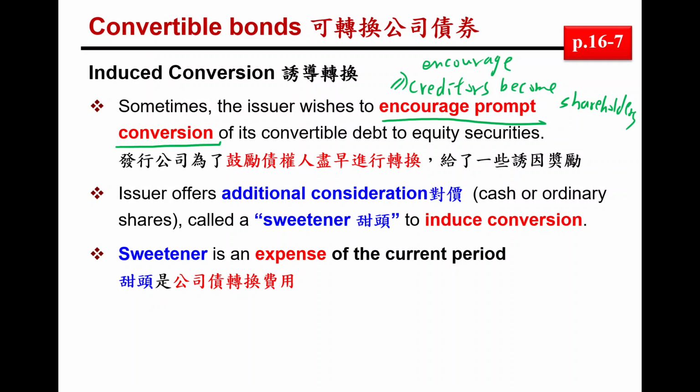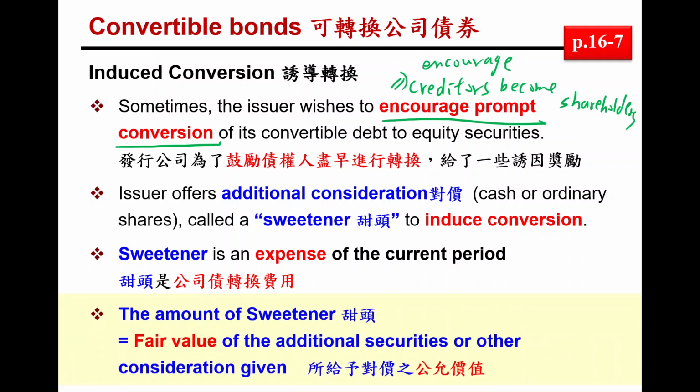We record it as expense. Why? Because there's only one time shot, right? Only one time shot, accounting, we record it as expense. So this is the only thing we want to talk about. You give them some incentive to convert CB bonds into shares. So for this additional incentive, we record it as expense. Okay? Then how much? Of course, market value, fair value, the amount you give to them right now today.